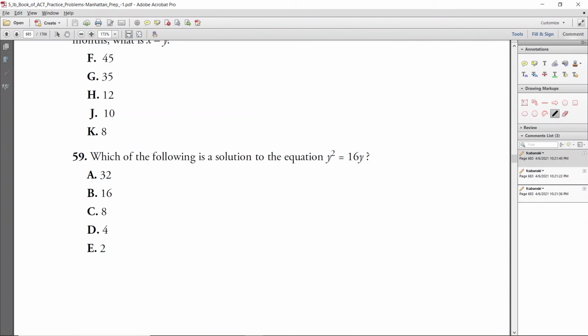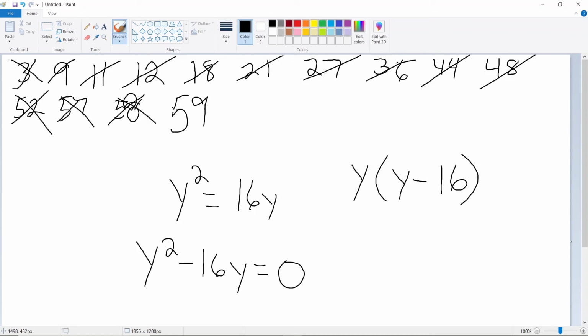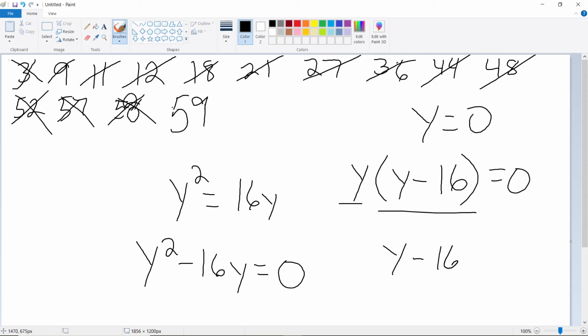trying to think here of a way that we could do this. Y squared equals 16y. I'm going to do it this way. If we subtract 16y from both sides, it equals 0. Now we can divide a y from each one of those terms. Y times y minus 16. So all I did is divide y squared by y, comes out to y. Negative 16y divided by y is negative 16 equals 0. So then we get y equals 0, and y minus 16 equals 0, so y equals 16. So our solutions are either 0 or 16.